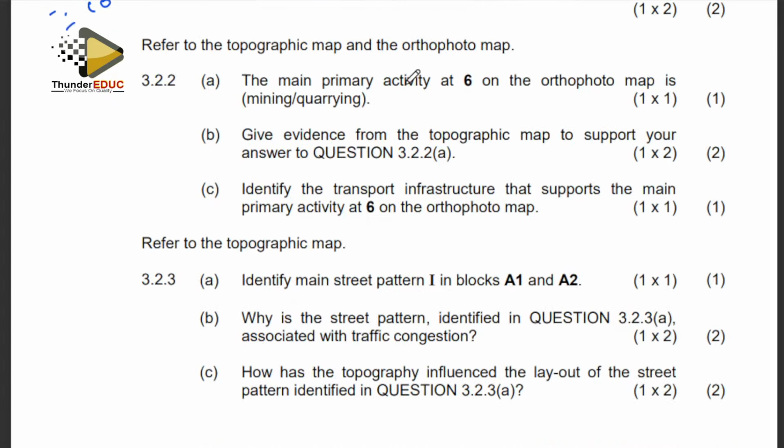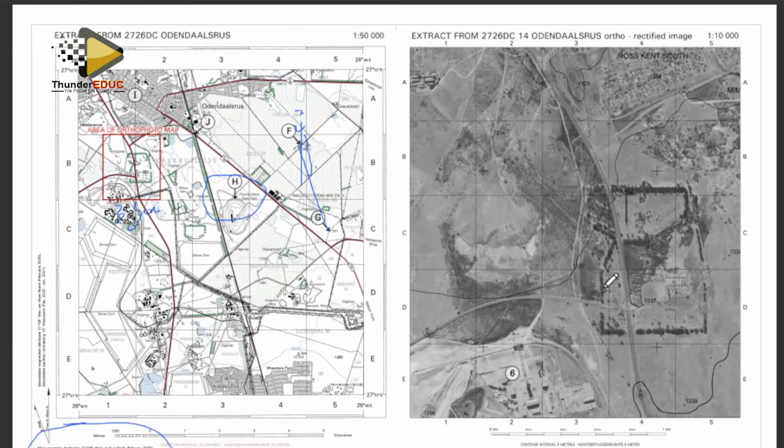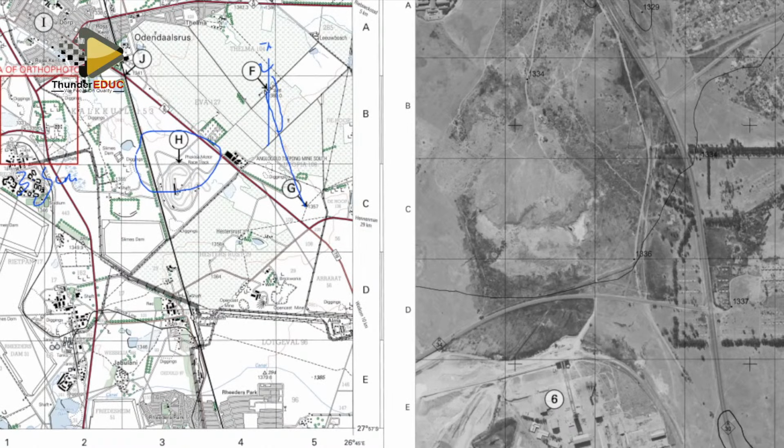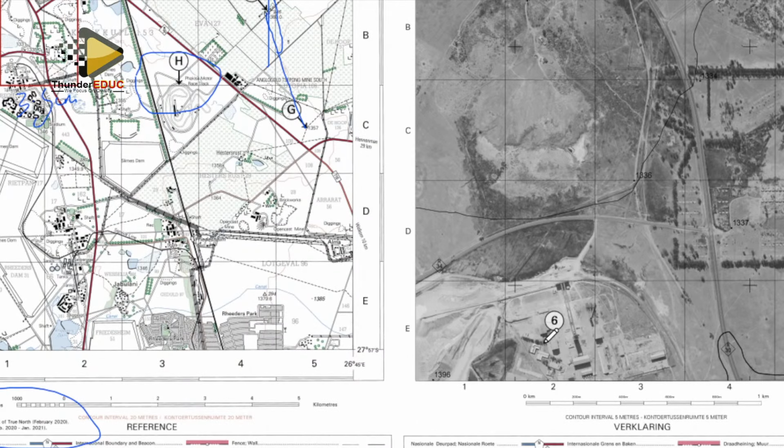Refer to the topographic map and the orthophoto map. The first question is, the main activity at 6 on the orthophoto map is mining or quarrying. We come to this where 6 is here. I'm not sure if you can see, guys. I'll try my best to make sure that you see, but I don't know if when I zoom it out, then you can see. You can tell me if you can't see, but if you can see, then it is okay. So we are looking at this area.